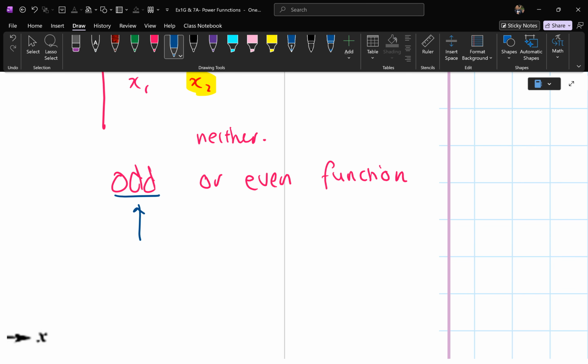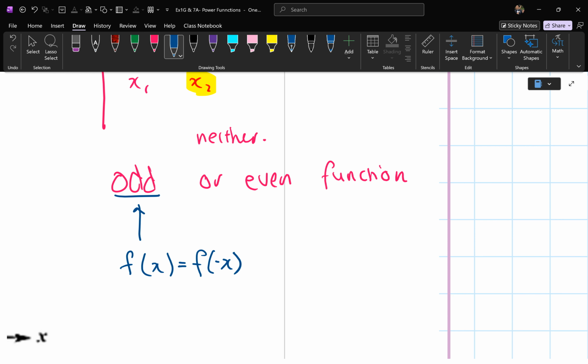Does anyone remember from year 11? What's the definition for you to prove mathematically that it is an odd function? What was it again? Krish. f(x) is equal to f(-x). This is close. Okay, so that is the definition for an even function.